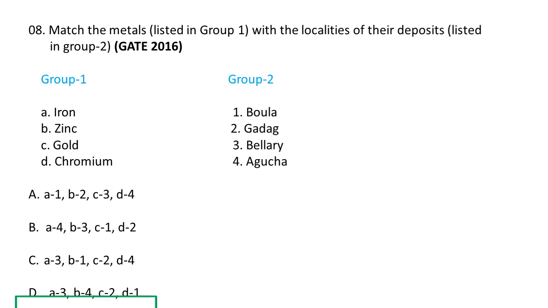So from this the correct option is D, because iron deposits are very well seen in the Ballari region, zinc deposits are seen in Agucha, gold deposits are seen in Gadag, and chromium deposits are seen in Boula. So these are the matchings of the metals with the localities of their deposits.